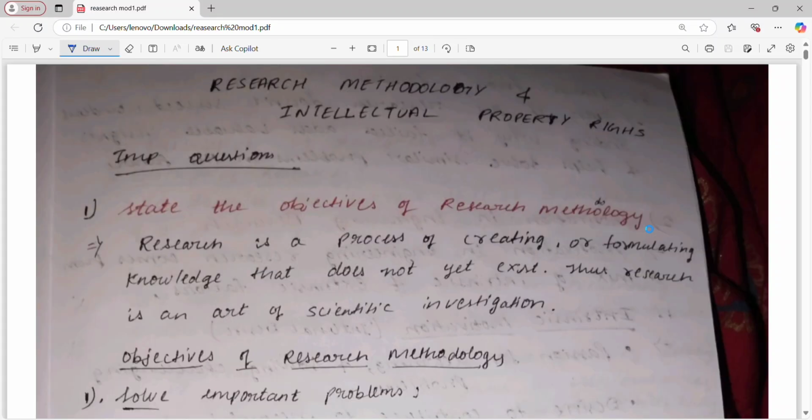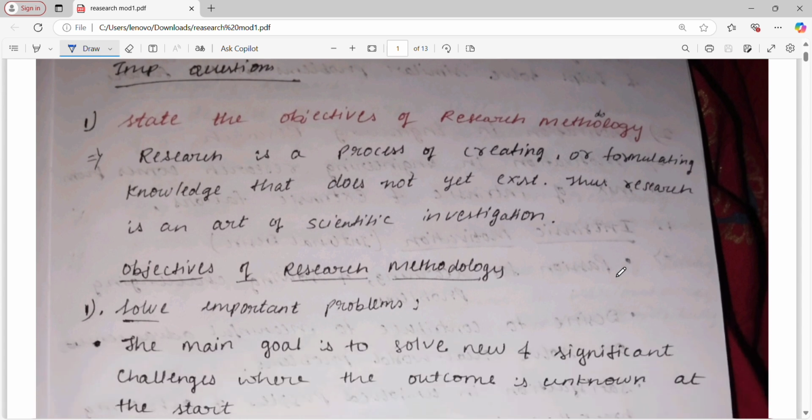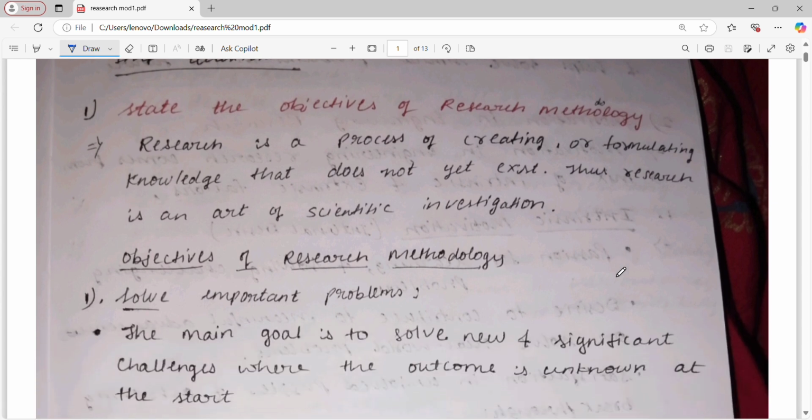Hello everyone. Now we'll discuss research methodology and intellectual property rights. Module 1 important question. The first question is: state the objectives of research methodology.